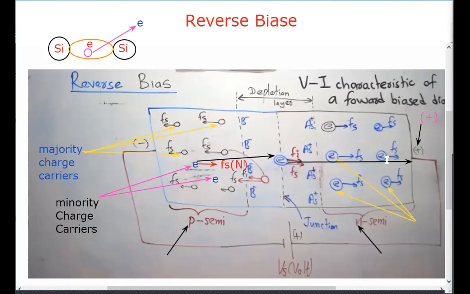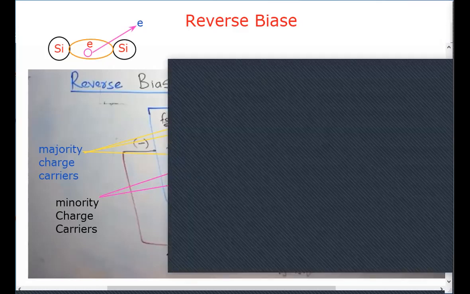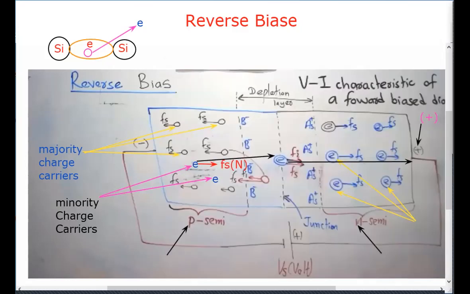Right. So because of the minority charge carriers, if electrons move in one direction, what is the direction of the current there? Lamai? Opposite direction. So what is the direction of the current? Opposite to the direction of the electrons. Electrons move from P to N. Therefore, what should be the direction of the current? N to P.